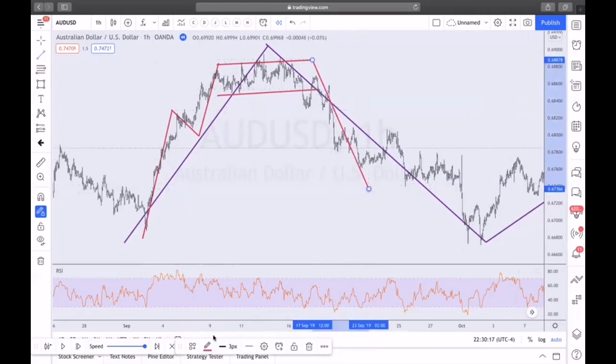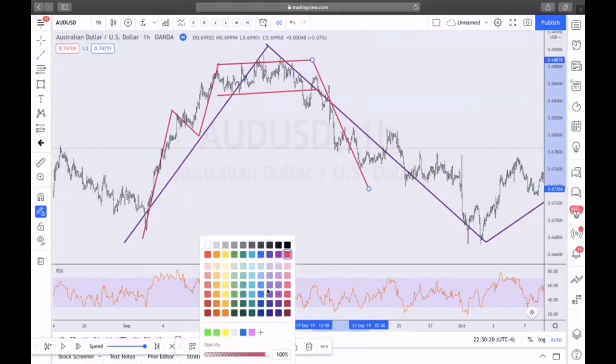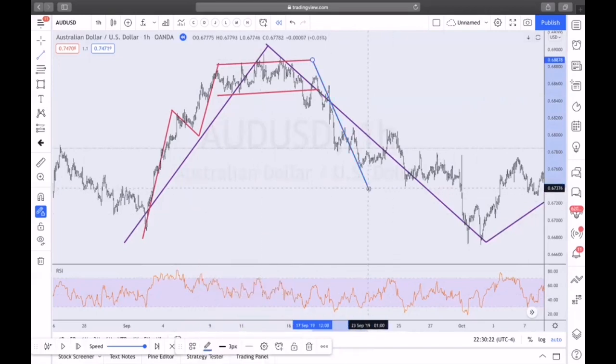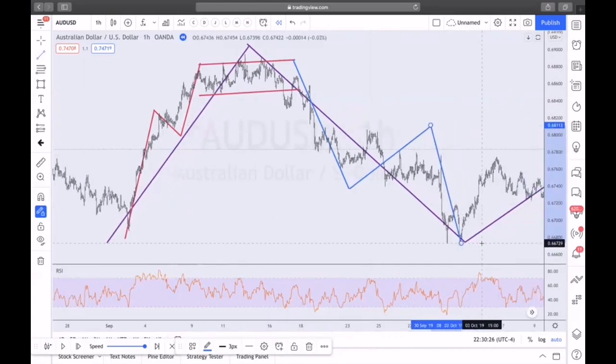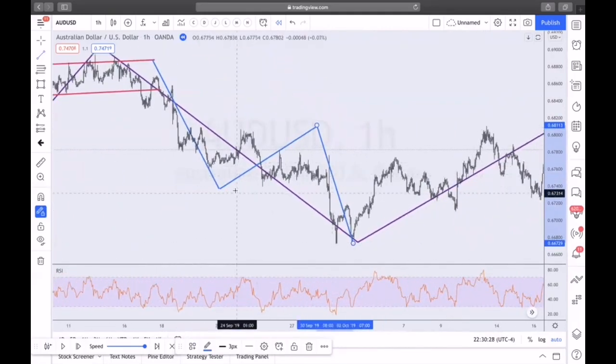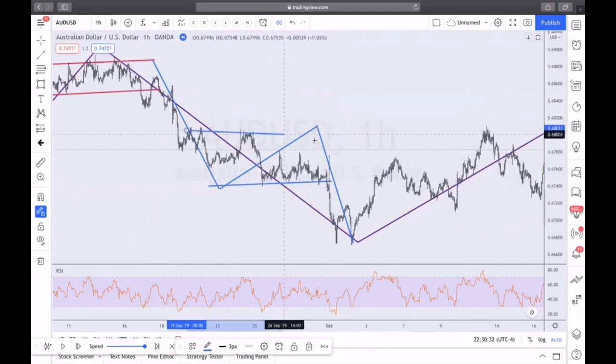So I have this impulse down. I'm going to make this, let's say, blue. We have this impulse down, correction, continuation. Now let's talk about this part really quickly. The reason I came down this far is because technically this entire thing is the flag. So in trading, you have multiple names for it. You have flag, pullback, correction.